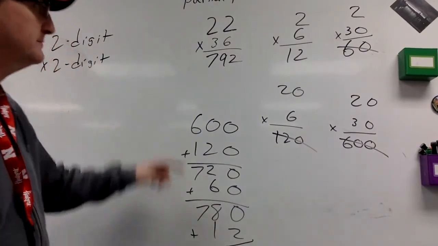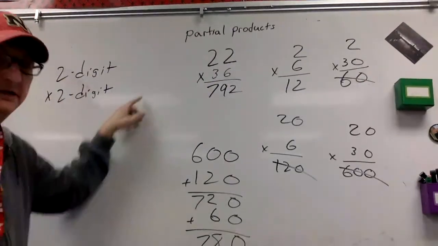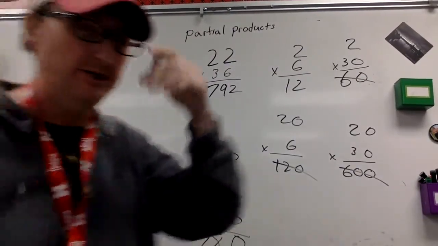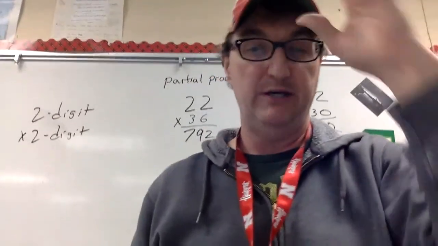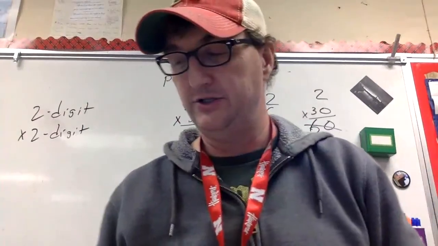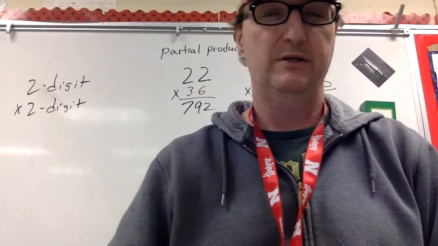But anyway, so that is multiplying 2-digit times 2-digit using the partial product strategy, okay? Be looking in the Seesaw for me to give you a couple of these to try and solve. Again, this video is going to be in Seesaw. You should be watching it repeatedly if you need to. Come back to it to review, all right?